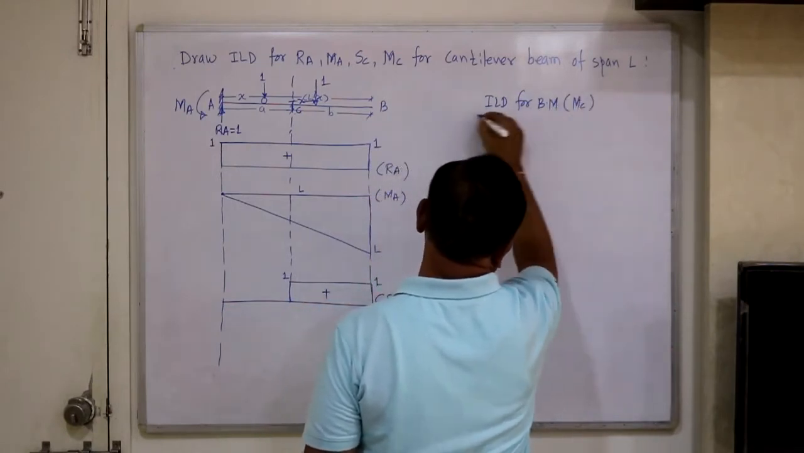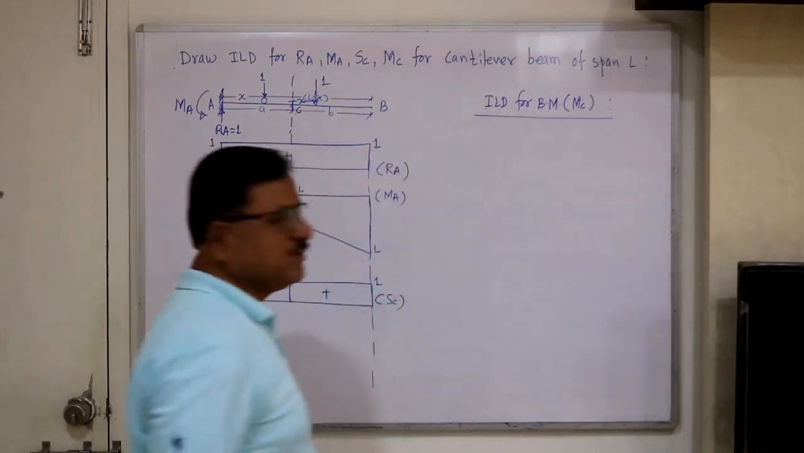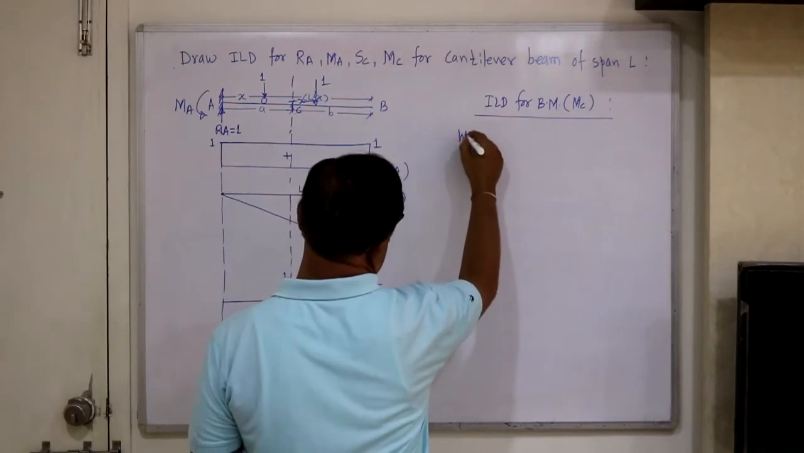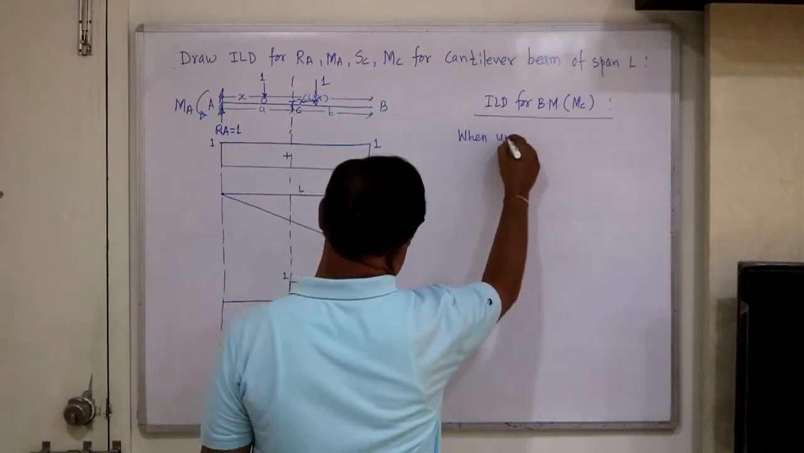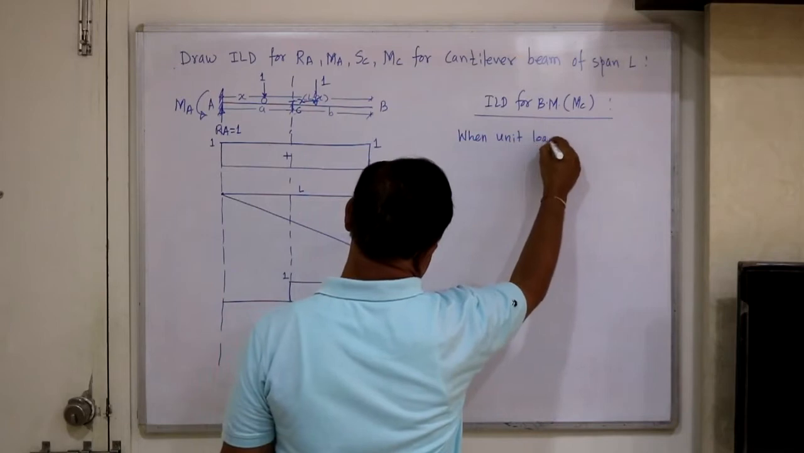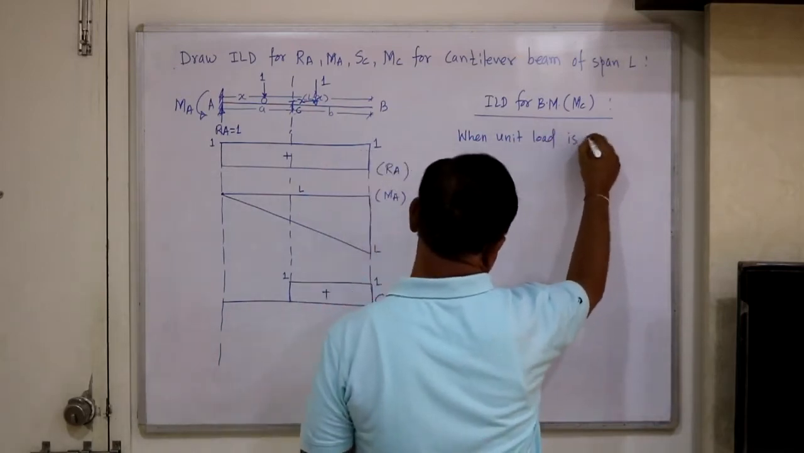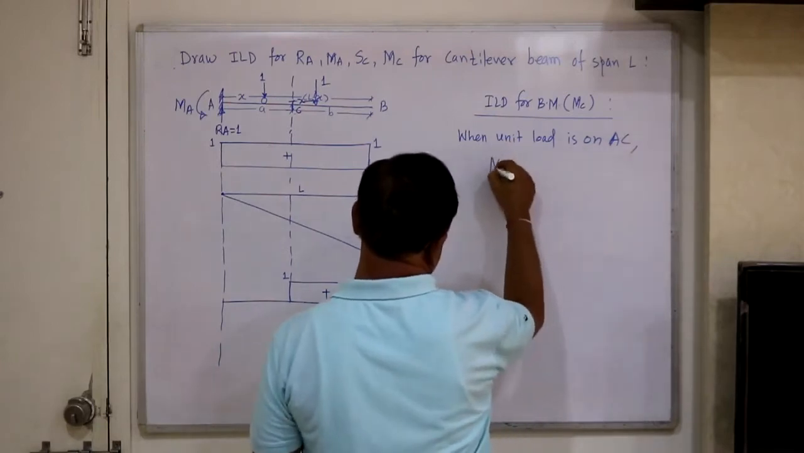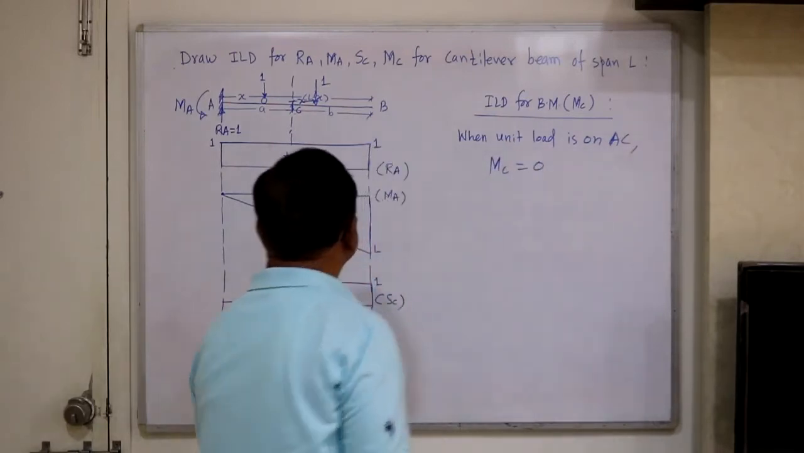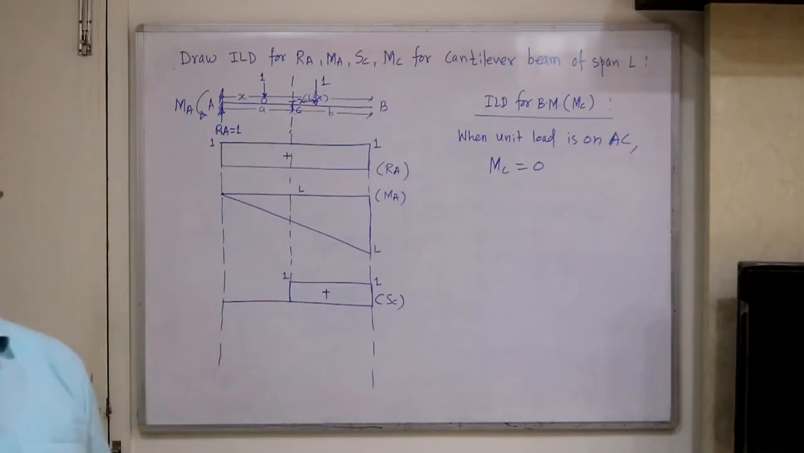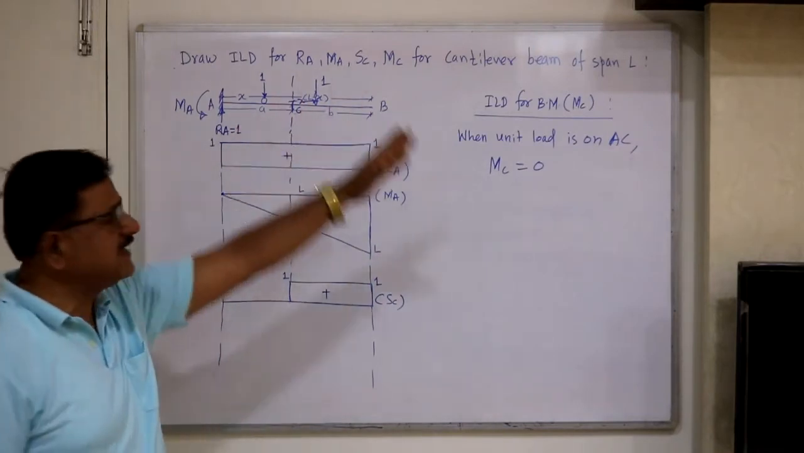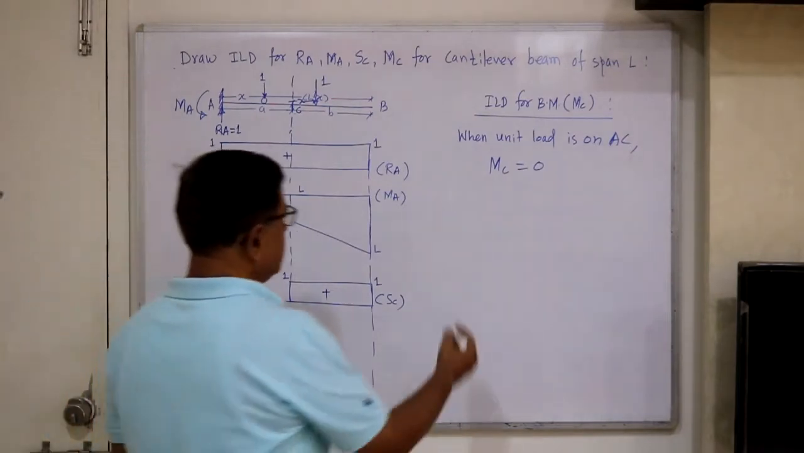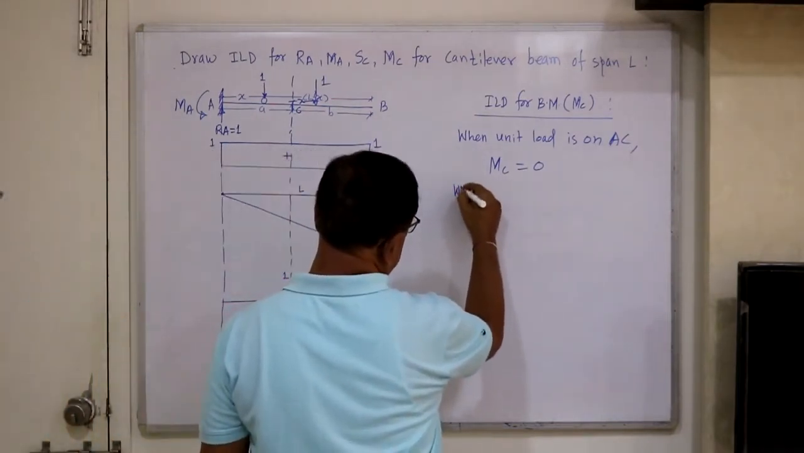That is MC. Again, suppose the unit load is on AC, that is to the left of C. What is the bending moment at C? It is 0, because considering the right-hand side of the section, there is no load on the right, so the bending moment is 0.